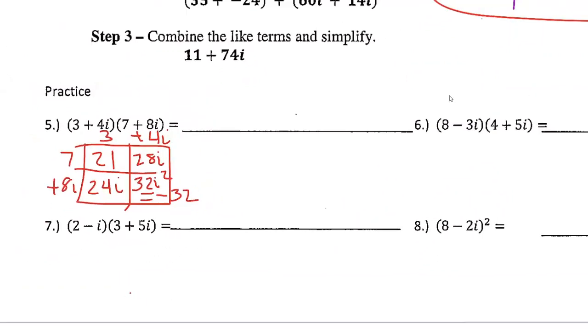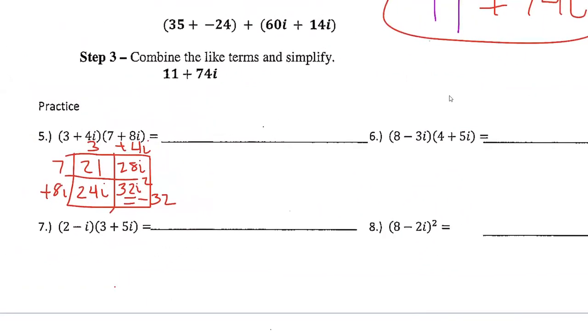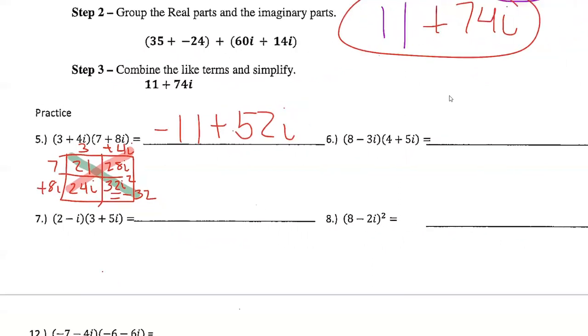And then just combine like terms. So you would have 21 and -32. That would, if you add that in a calculator or mentally, you should get -11. And then add your i diagonal, 28 plus 24, you should get 52i, right? Yep. And then that's your answer.